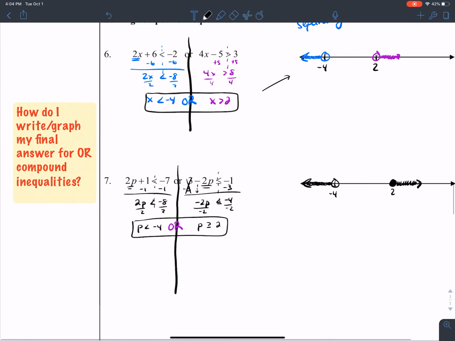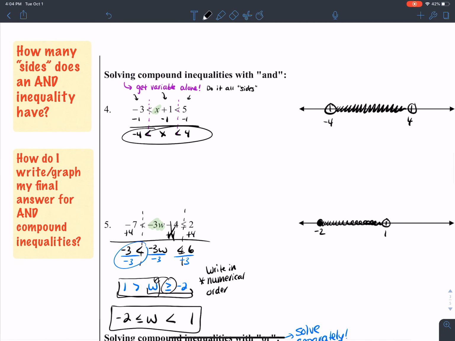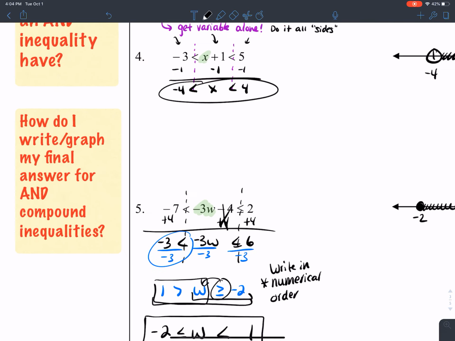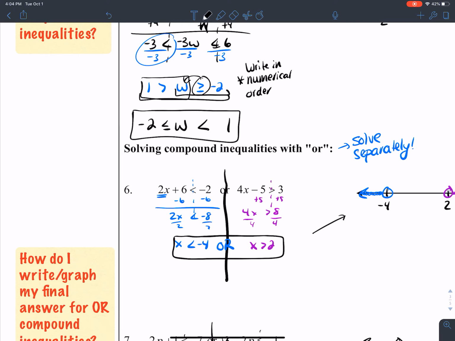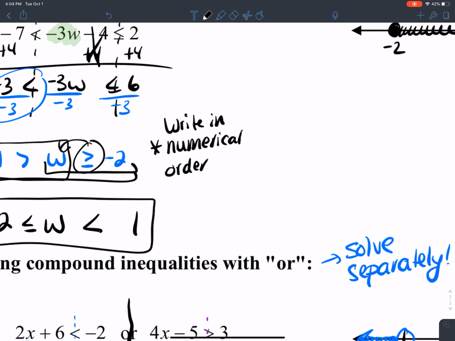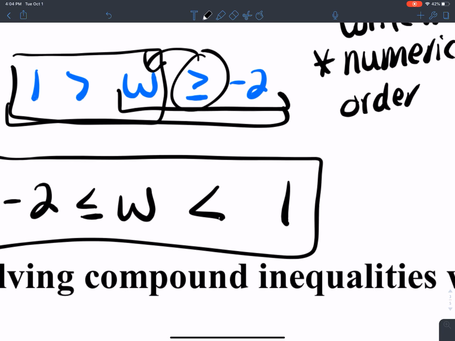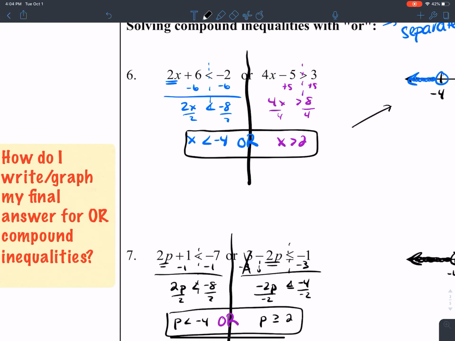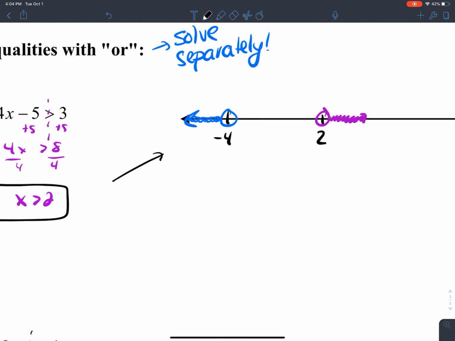So again, just summarizing this page, what's really important is to make sure that when you're solving inequalities, you do it to all the sides. And then making sure that you write your answers in the right way, whether it be an and inequality or an or inequality. And we just summarize saying and inequalities are in numerical order, and they are combined into a single inequality. The or inequalities are not combined, and we see their graphs go away from each other.